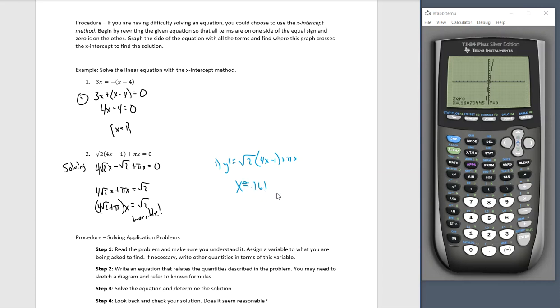Let's call that approximately equal to. So the x-intercept method is helpful, so you don't have to put something horrible like this into your calculator to solve it anyway. If you're going to use a calculator to solve it, the x-intercept method's a great way to go.